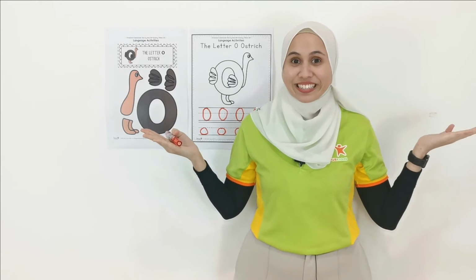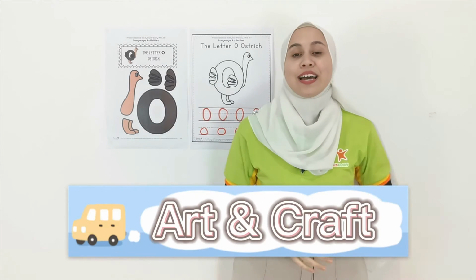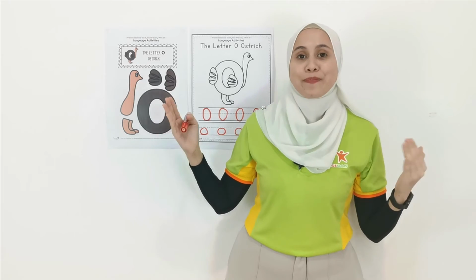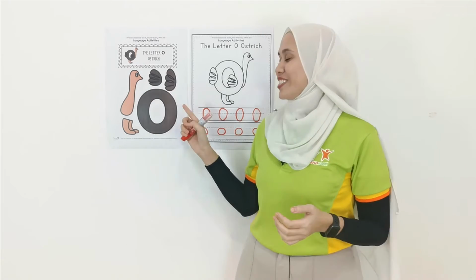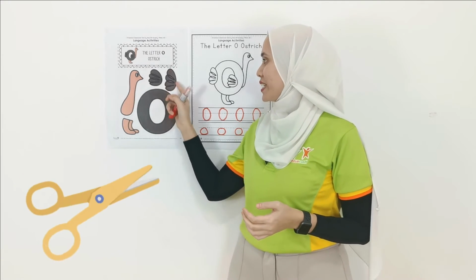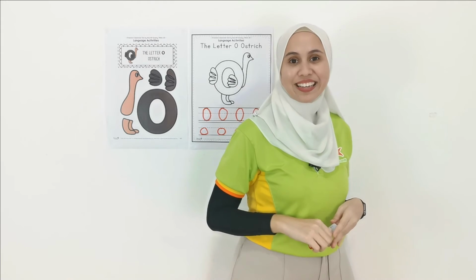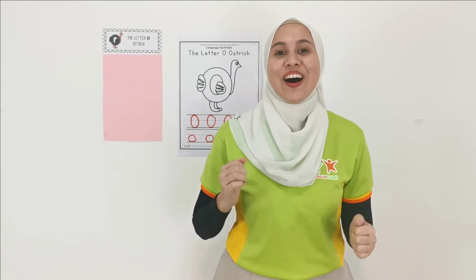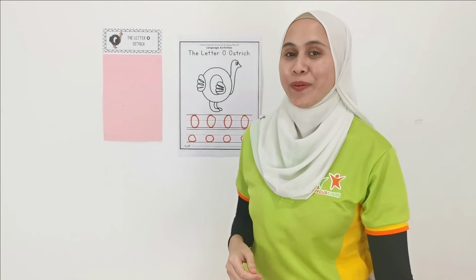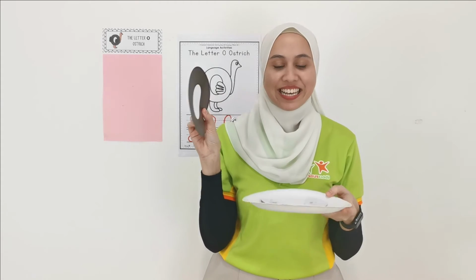What's the best part? The arts and crafts. Now, we are going to make the big bird ostrich. Children, help me to cut down the pieces. And I'll see you back in 1 second. Alright children, I am ready with all the cut pieces.